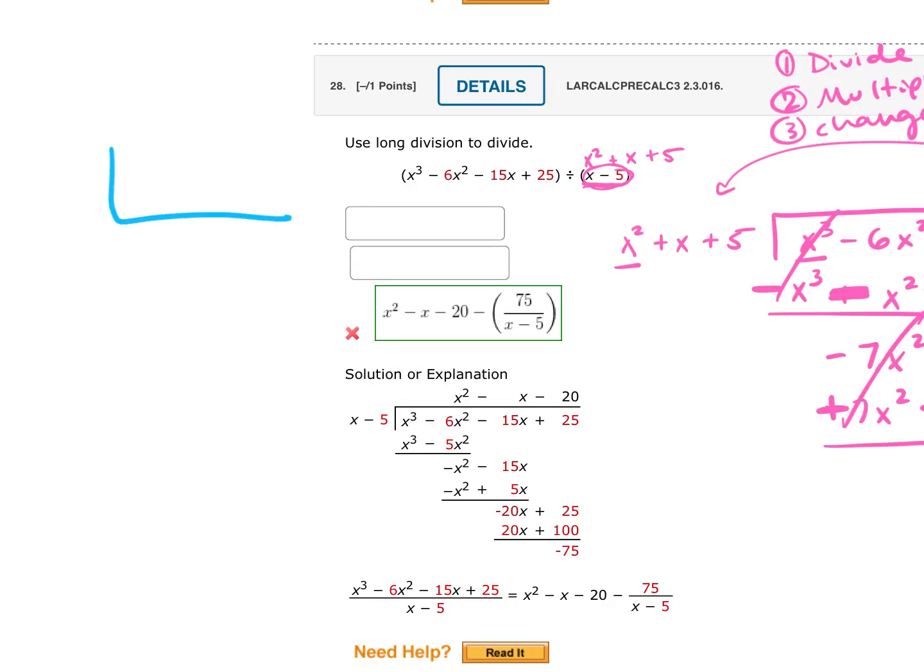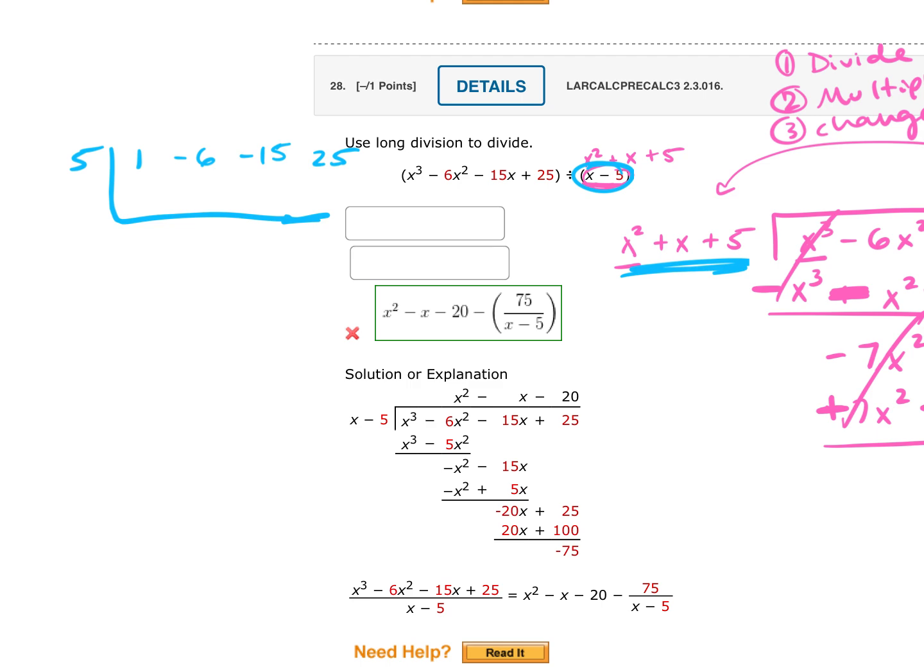So if it was asking us to divide by x minus 5, positive 5 would go on the outside. The coefficients would go on the inside. So 1, negative 6, negative 15, and 25. It's obviously going to give you a different answer than what we just did because we divided by something different. But we'll practice the next one using synthetic division.